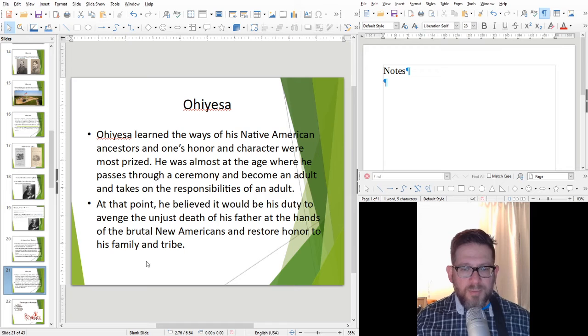And he's about to become an adult. When you become an adult, there's a ceremony, and after that ceremony, you are an adult and you have all the responsibilities of an adult. And it was at this point, when he took on those responsibilities, that he felt he would need to now restore the honor and dignity of his family.